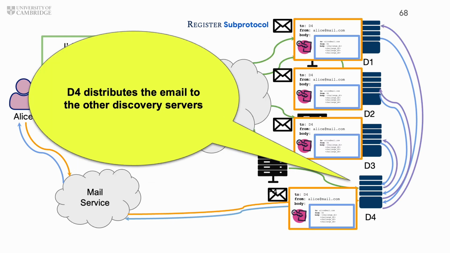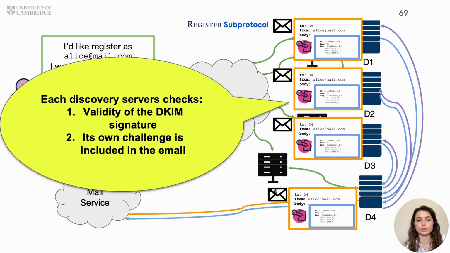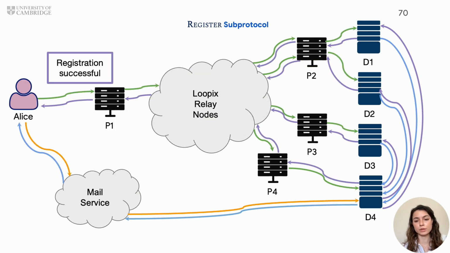When D4 receives Alice's response, it distributes this email to the other discovery servers, and each of the discovery servers checks the validity of the DKIM signature and also checks if its own challenge is included in the email. If both the verifications are passed, then the discovery nodes register Alice with the email address that she has provided. Alice then waits for 2f+1 registration successful messages from discovery nodes. Having 2f+1 as the threshold value here allows our protocol to be resilient even if the set of Byzantine faulty discovery nodes change among different subprotocols.